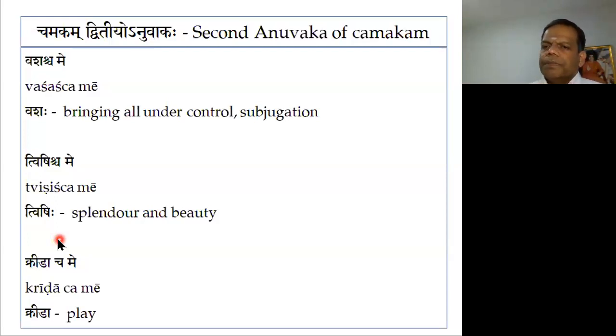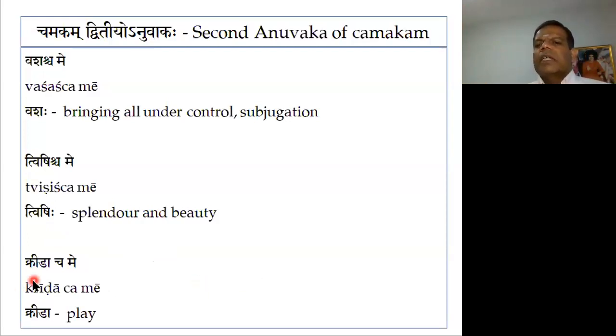Tushishchame kalpatam. Or you can say, we are asking the Lord, give us that charisma which is of beneficial nature. That beauty, you know. That way also we can look at it. Let me offer it to you. Tushishchame kalpatam.